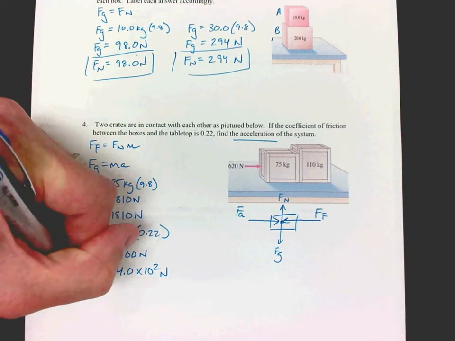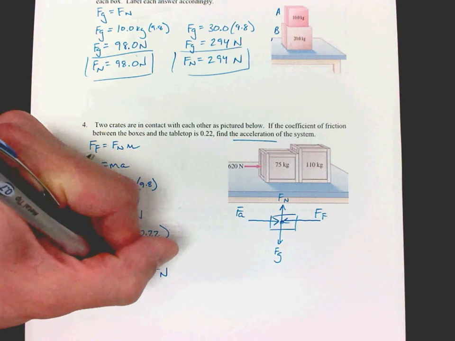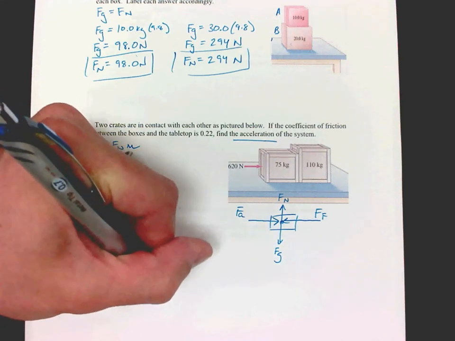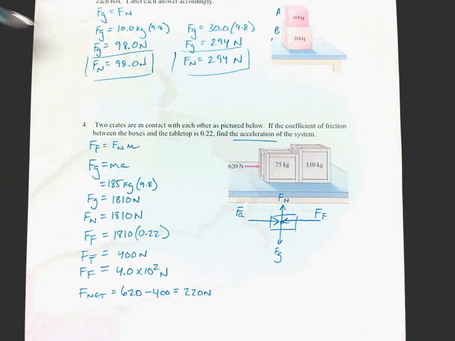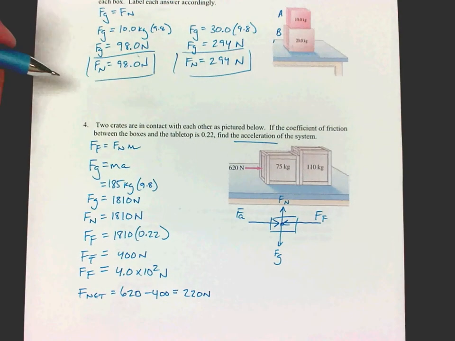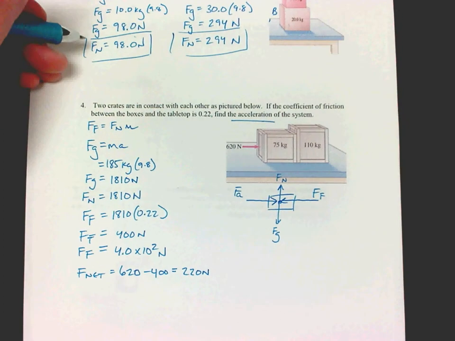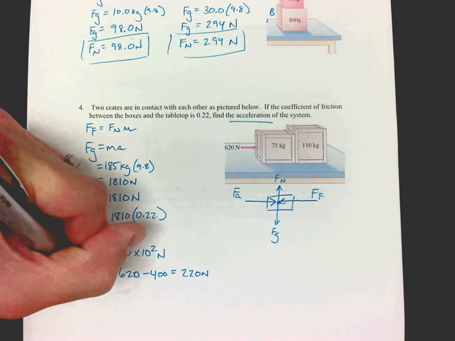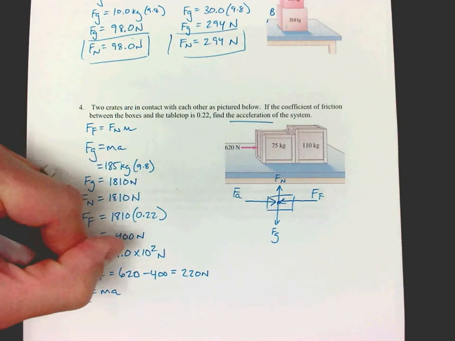So F net is 620 minus 400, so that we get 220 newtons left over. And then that can be used to solve the acceleration, which is what this problem wants us to solve. So we're going to use F equals ma one last time. We're careful that we plug in the net force now.